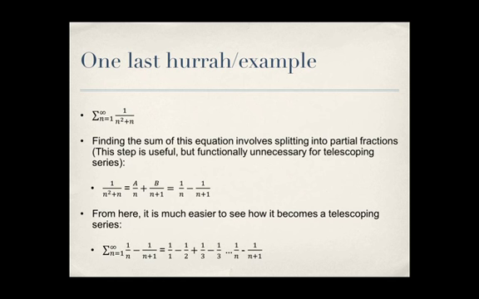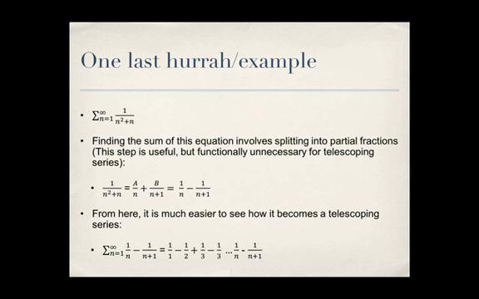This is done by taking 1 over n squared plus n, and then breaking this into a over n plus b over n plus 1. If you do the partial fractions, you will find the value of a equal to positive 1 and the value of b equal to negative 1. And doing this, we get 1 over n minus 1 over n plus 1. When you see the summation in this form, it should become much more clear how this relates to a telescoping series, because we have a term minus the following term in the series.